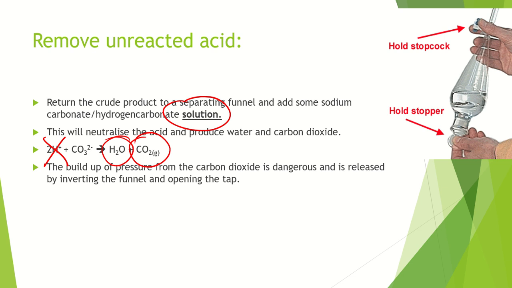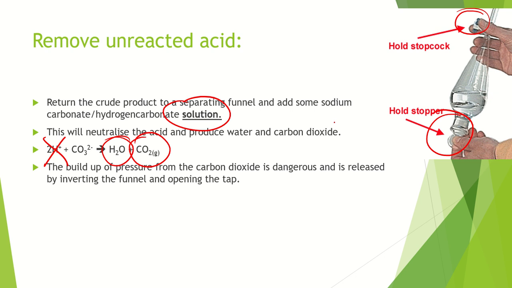There's a specific way to do that. We invert the separating funnel and keep our finger on the stopper to hold it in, and we allow the gas out through the stopcock, or the tap, at the top. The reason we do that is that if we let it out through the stopcock at the top, we can very slowly and in a controlled way allow that gas out.